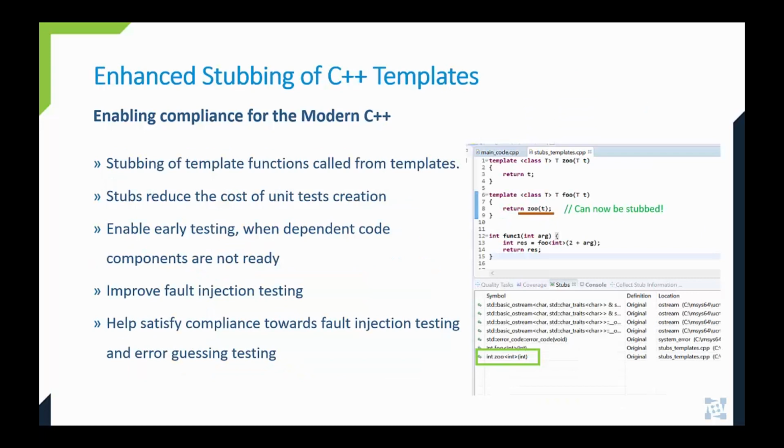Another enhancement is with our test execution framework. Stubbing has been enhanced to be able to create stubs for template class functions being called from other templates. As you can see from the image on the right, line code number 8 and the stub shown at the bottom of the graphic. This capability allows users to isolate code for unit testing or find bugs early where the interface is known but the implementation is not yet finalized.